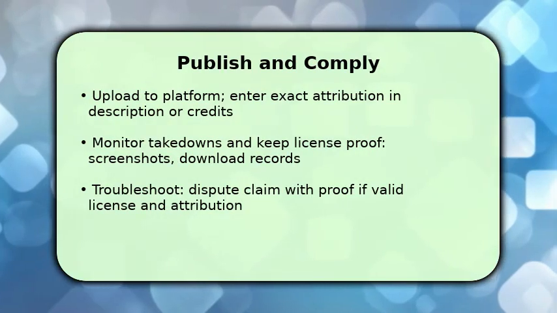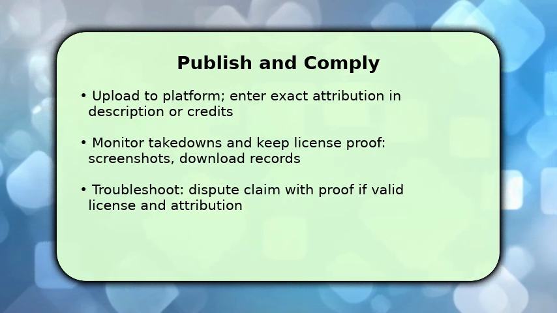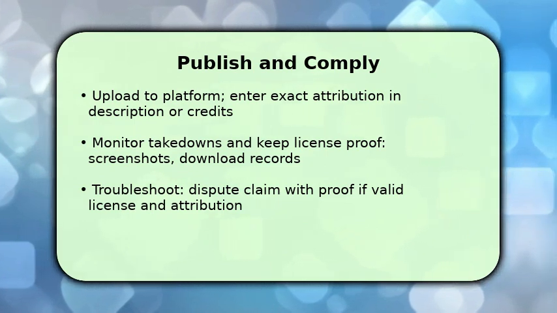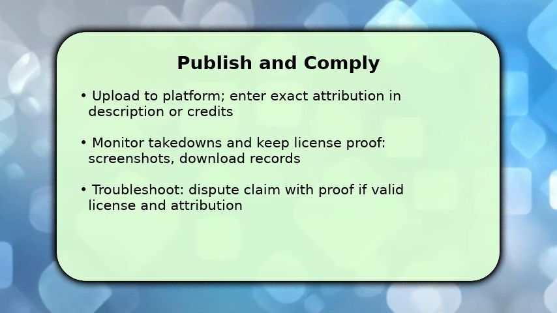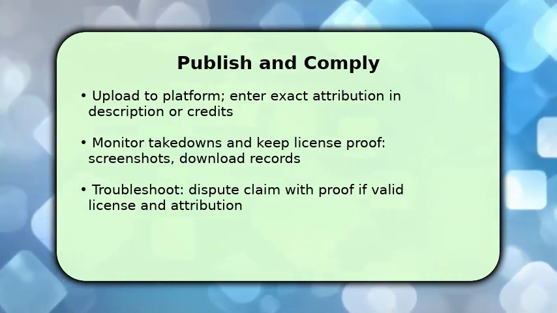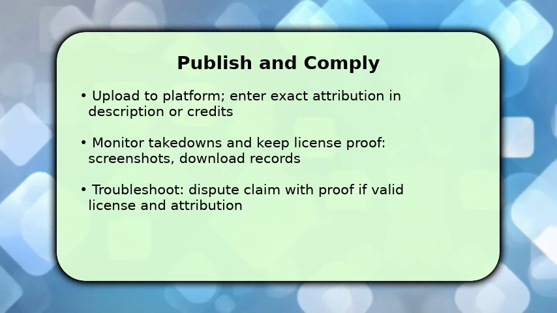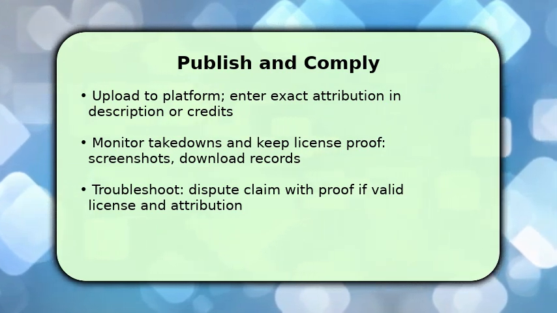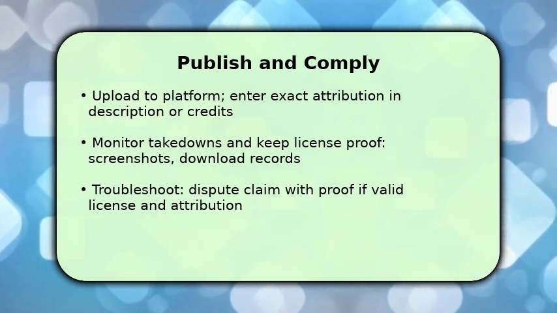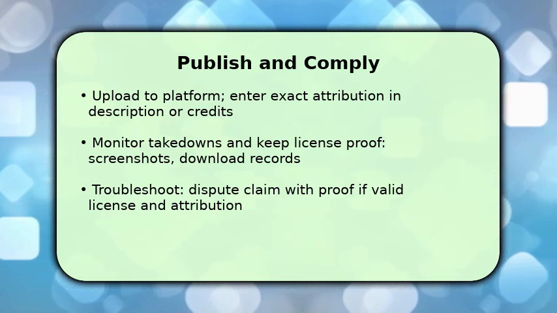You finish by publishing the video and ensuring compliance on the platform. Add the exact attribution and license text in the description or end credits, and link to the license name when allowed. After upload, monitor for claims or takedowns and keep proof: saved license pages, screenshots, and your download record. If a claim appears, dispute it calmly with your documentation and the license line. If that fails, remove the track and replace it promptly. That one troubleshooting step prevents strikes and preserves your channel standing.